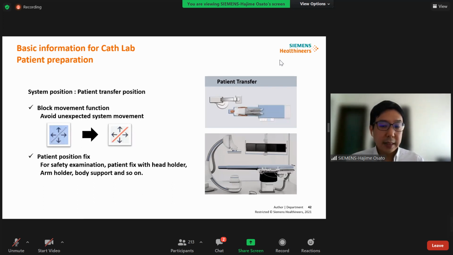Regarding the risk in the Cathlab, patient preparation is quite important to avoid unexpected accidents.